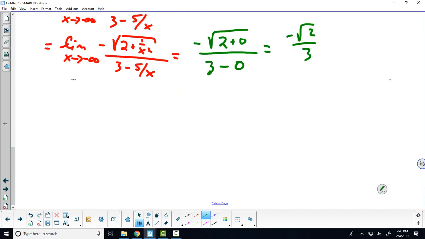I'll let you guys on your own time check the other way, the limit as x approaches infinity of the function, and you will find that it comes out to be the square root of 2 over 3. The only difference in the problem being that I don't have to introduce a negative sign on that square root. That's tough, but I think you can get through that.